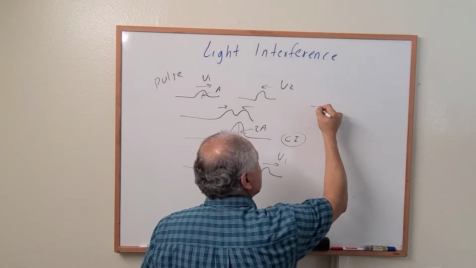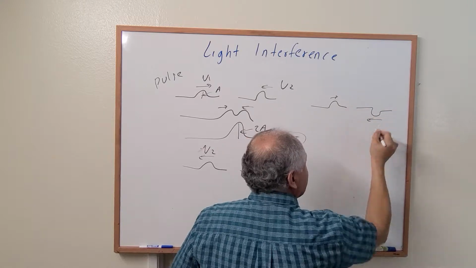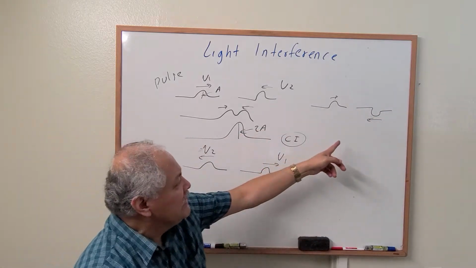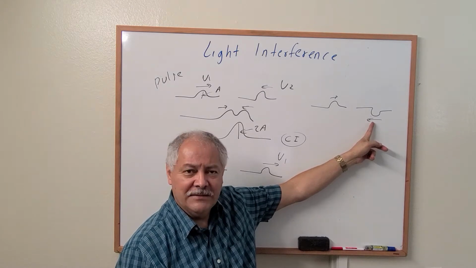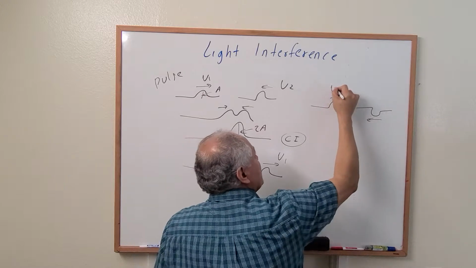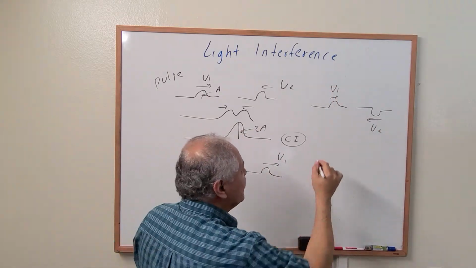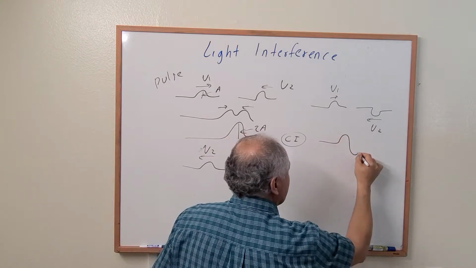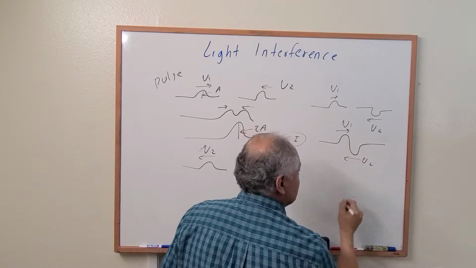Well, in this case we have a pulse in this direction, and we have a pulse upside down. We say that this pulse is 180 degrees out of phase with respect to this one. Perfect. If we label this B1 and this B2, what happens when they meet? Well, just before they meet, they make this shape. This is B1 and this is B2, correct?